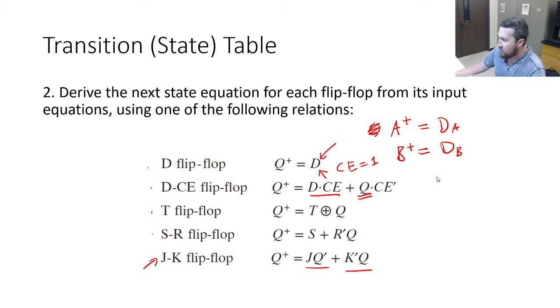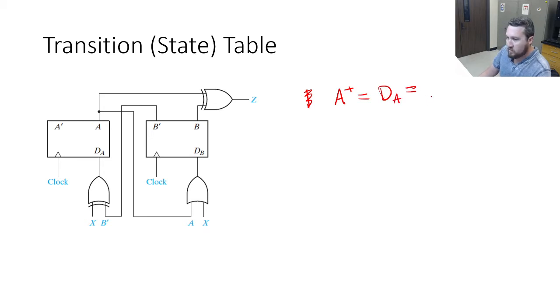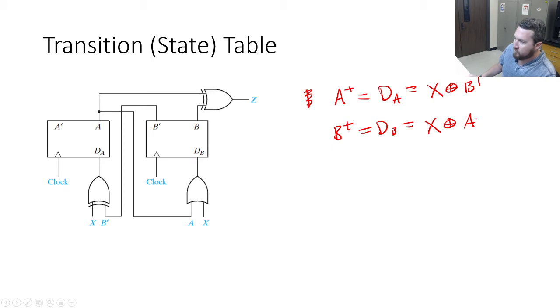So let's move on from that. In our example, we are working with D flip-flops. We already wrote this down, but we're going to say it again: A plus is equal to dA, which of course is equal to X or b prime. And b plus is equal to dB, which is equal to X or a. So there's our next state equations. Let me write that out: next state or characteristic equations.